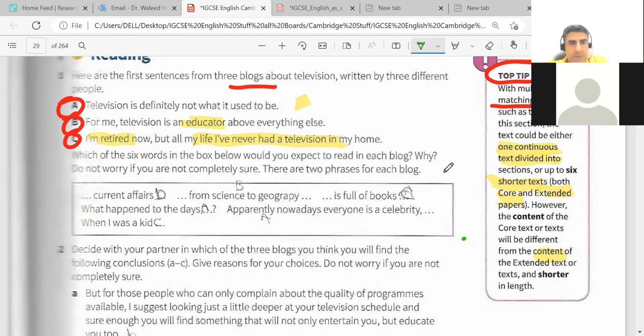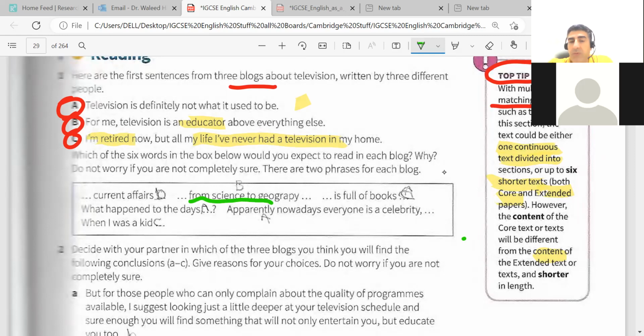So B. Yes, B. From educator, meaning from learn. Learn here including maybe current affairs or news, like from science to geography. From science to geography. B. Yes, again, because science and geography are school subjects.